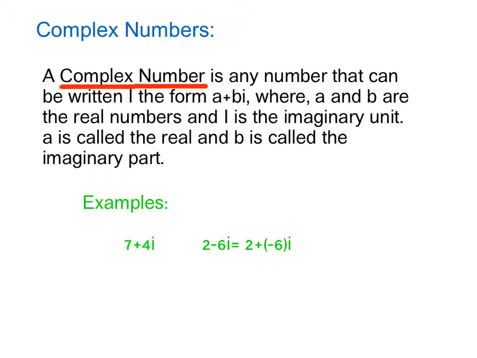Complex numbers are any numbers that can be written in the form a plus bi, where a acts as the real part and b acts as the imaginary part. Here are some examples. 7 plus 4i is a complex number, and so is 2 minus 6i.